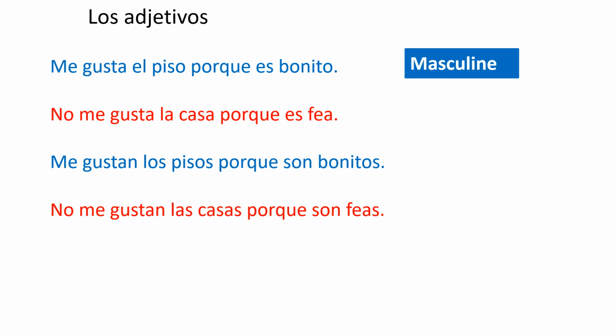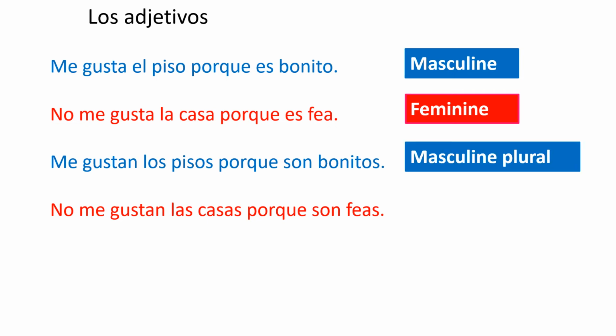Okay. For your second one, we've got no me gusta la casa porque es fea. Again, that's a feminine sentence because you've got la casa, and after your porque es, you've used fea and not feo. Okay. Your next one is masculine and plural because you are talking about more than one flat.